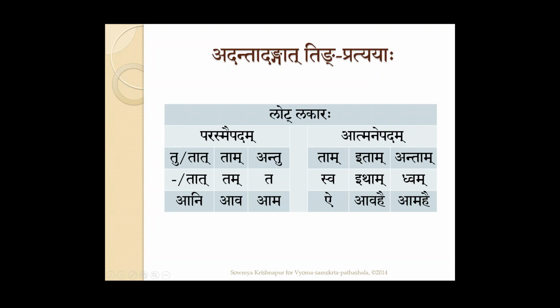लोट् लकारे तु तात् रूपद्वयं भवति प्रथमपुरुष एकवचने ताम् antu. So there is one form where the pratyaya is not heard. Okay, you only hear the anga bhava, patha, likha, so on. So tat, tam, ta, ani, ava, ama. Atmanepade tam, itam, antam, sva, itham, dhvam, ai, avahai, amahai iti pratyayaha.